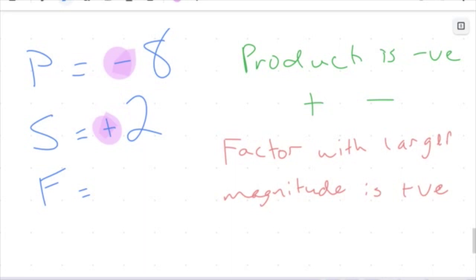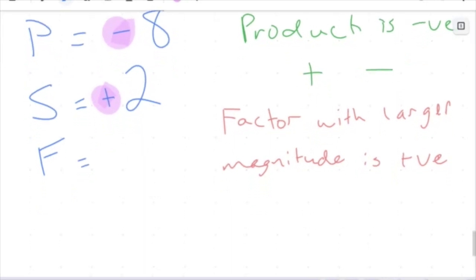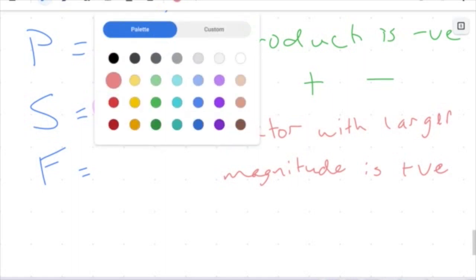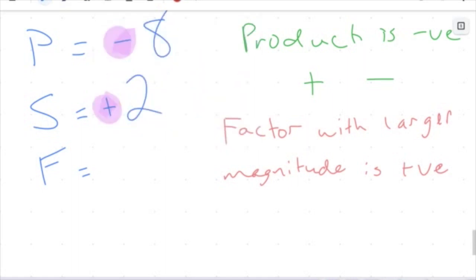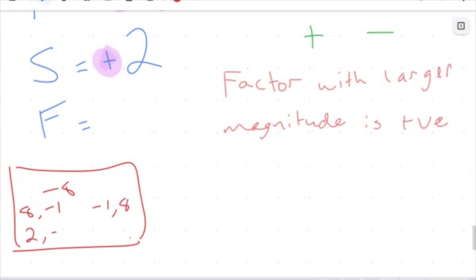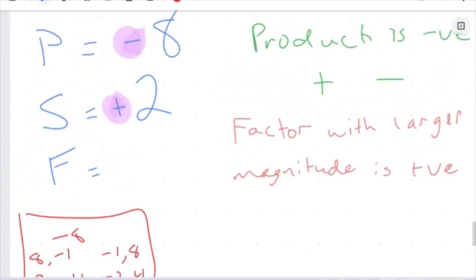Now, let me show you why that's important. Let's consider negative 8. The factors of negative 8, because here we have a lot of different combinations, could be 8 and negative 1, negative 8 and 1, 2 and negative 4, or negative 2 and 4. It's going to be any one of these.